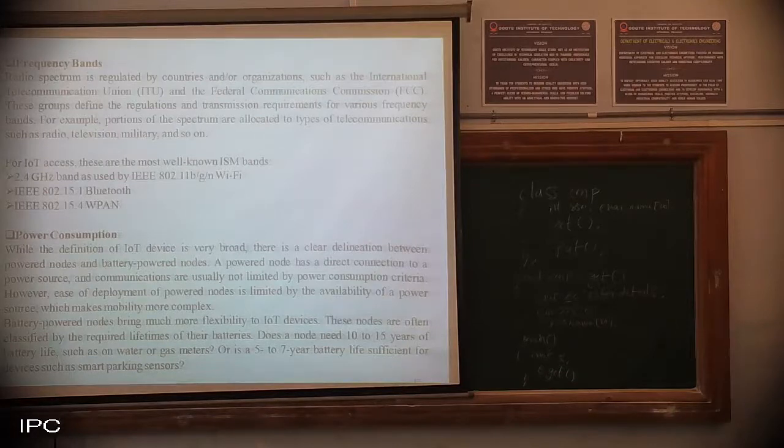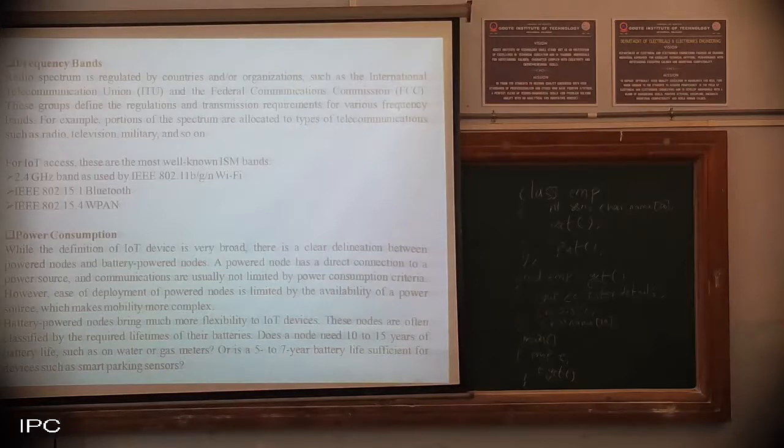So like that, all the different nations will have different agencies. They will be deciding the communication or the frequency band. Then power consumption, related to which we have already discussed. It depends on the application, whether a separate battery power is required or a direct power supply. Application means how frequently it is sensing, activating, or processing the data.